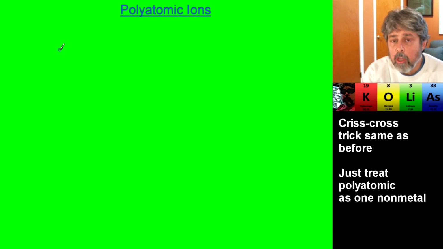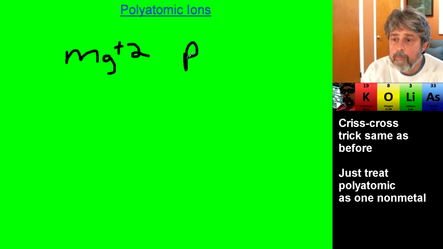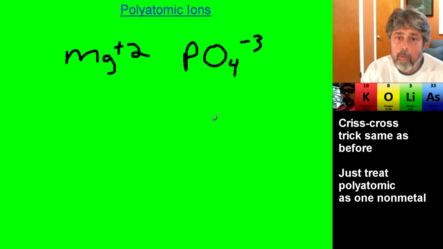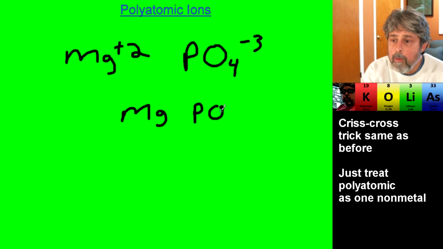Okay, let's take a look at another one. Let's say we have some magnesium that has a +2 charge, and let's take some phosphate. If we look on our polyatomic chart, we could find phosphate. It's a PO4 with a -3 charge. So we're just going to put them together, just like we did before. Mg, PO4, and simply crisscross the charges.